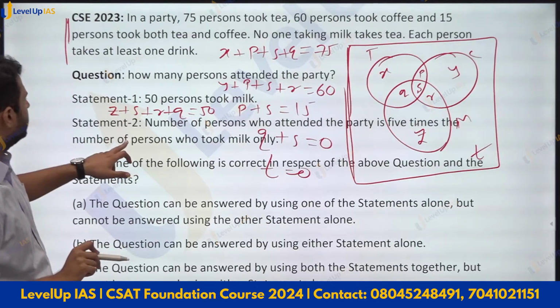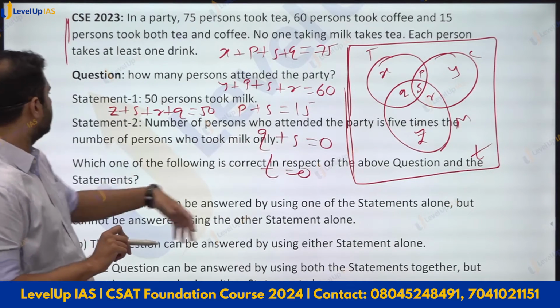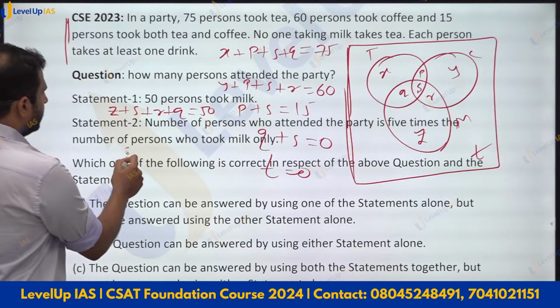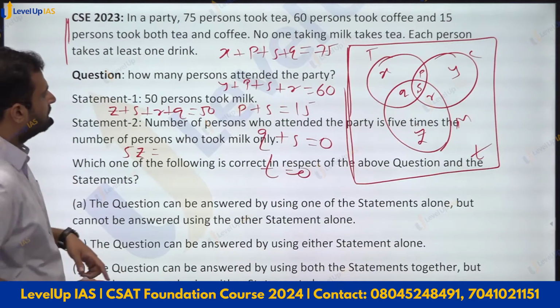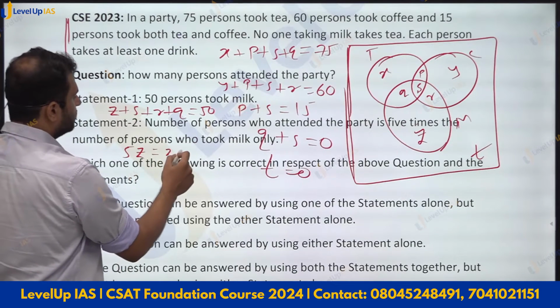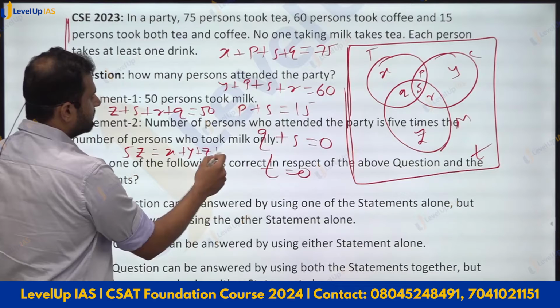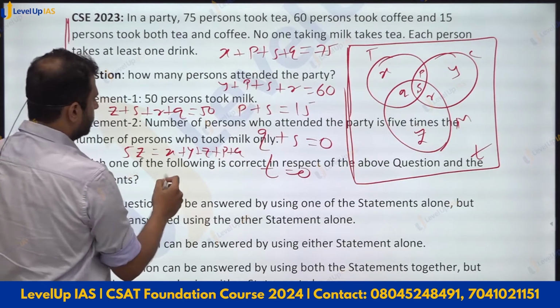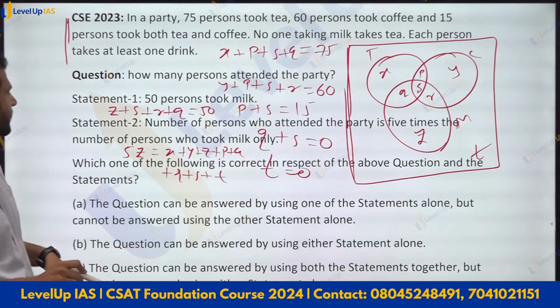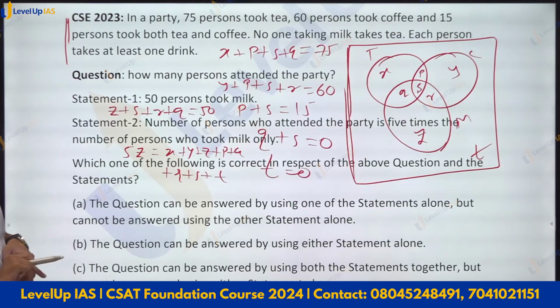And the second statement is, the number of persons who attended the party is 5 times the number of persons who take milk only. So milk only is Z, and 5 times Z is equal to the number of persons who attended the party, which is the sum of all those things: X plus Y plus Z plus P plus Q plus R plus S plus T. Okay, fine. How many equations do we have? We have 7 equations. Have we written down all the equations?